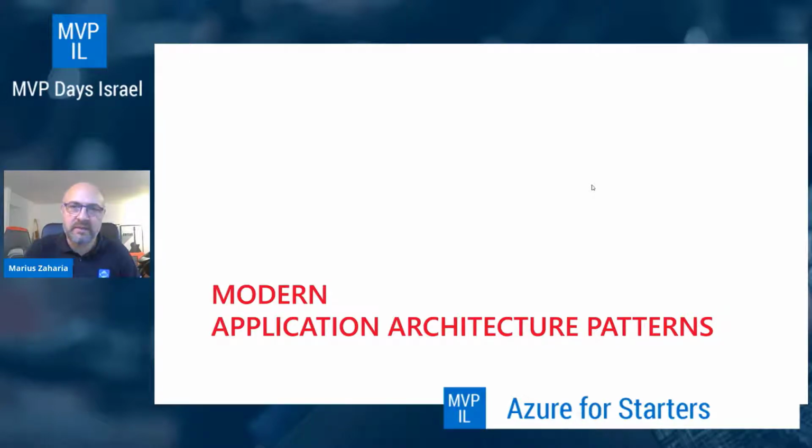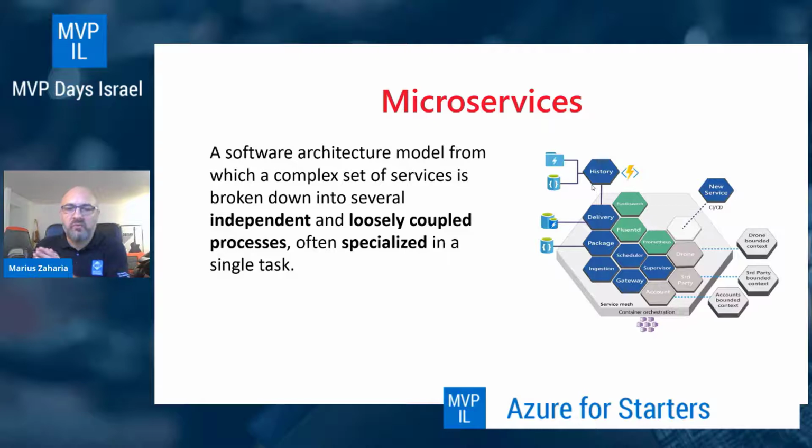Okay, so in the modern application architecture patterns, I will speak of one of the trendiest things today, which is microservices. It's all about restructuring the architecture model into a set of services which are rather independent, loosely coupled, right? And they specialize on a single task. This is the sense of a microservice.